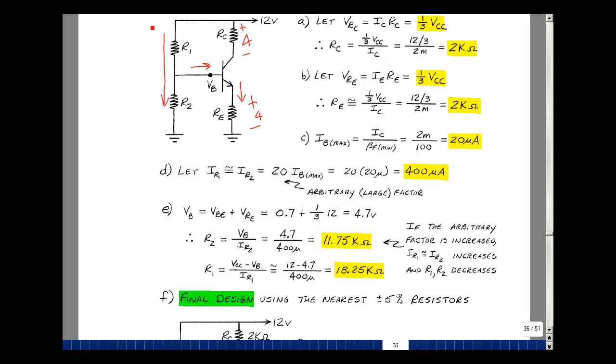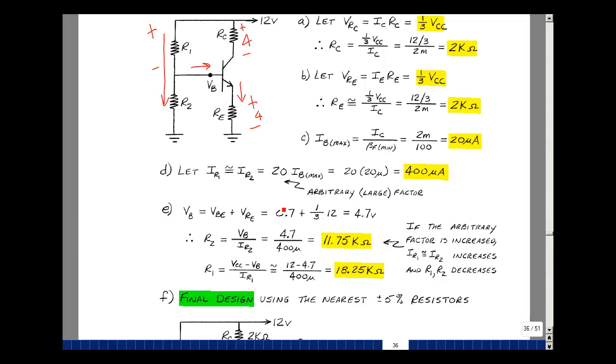The voltage across the resistor R1 is the difference of the 12 volts with my value of V sub B, which was 4.7. And again, the current's about the same, at 18.25K. The nearest standard resistor is 18K, and for here, 12K.